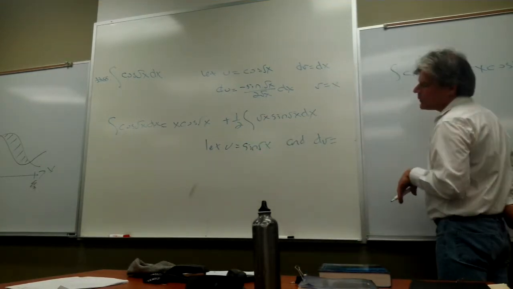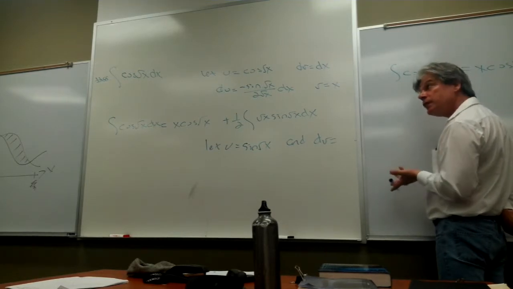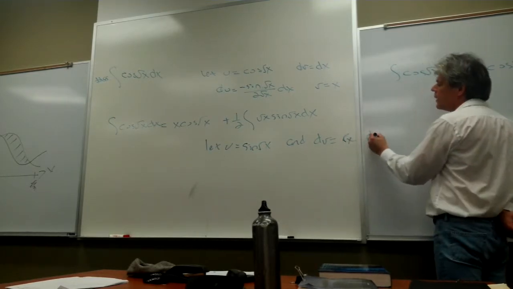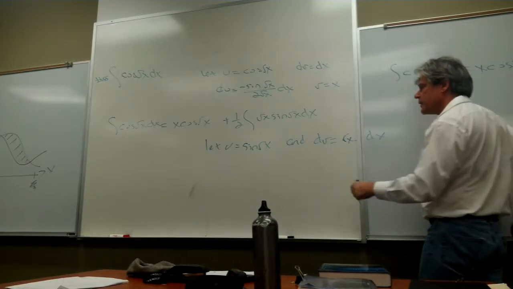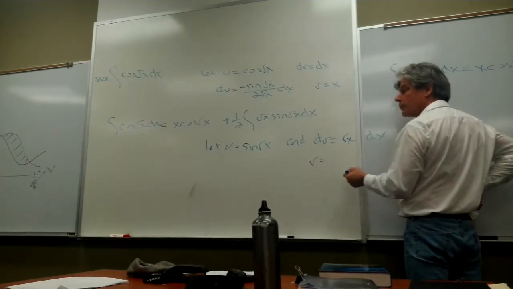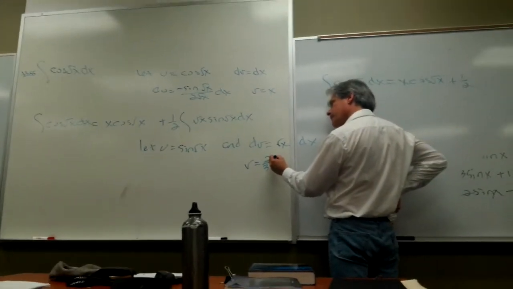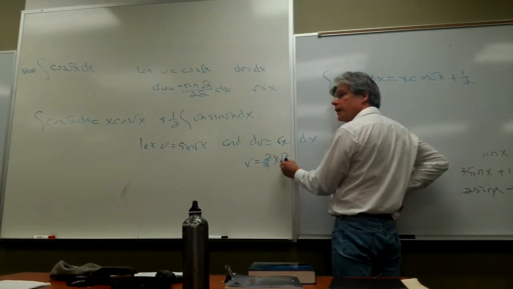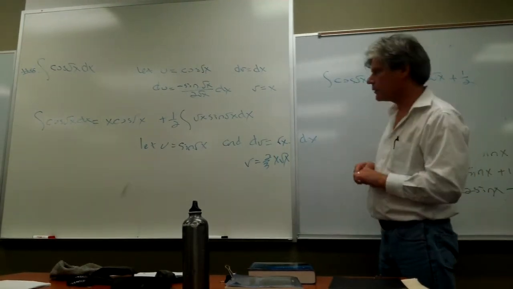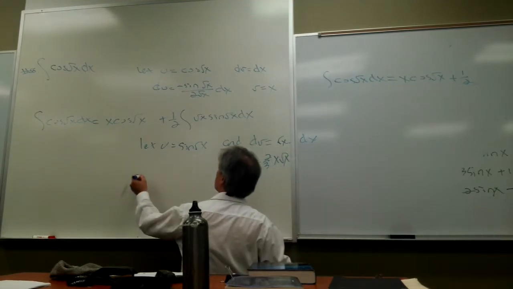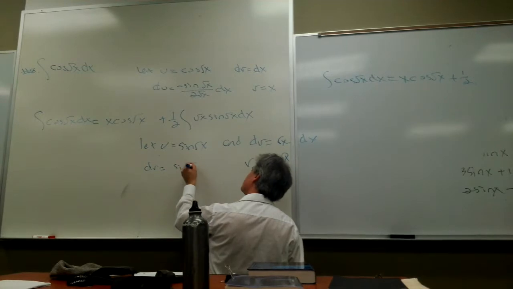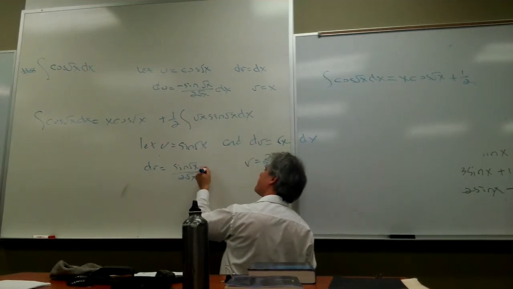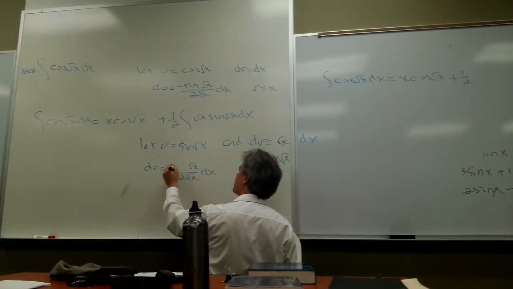If you're going to commit to this, that means everything else is going to be my dv, which in this case is going to be my root x dx. It's just, if I anti-differentiate that, what does that generate? It's going to be 2/3 x root x. Over here, I think what that's going to give me is, instead of positive, sine root x over 2 root x dx. Man, oh man, I'm just a mess today.